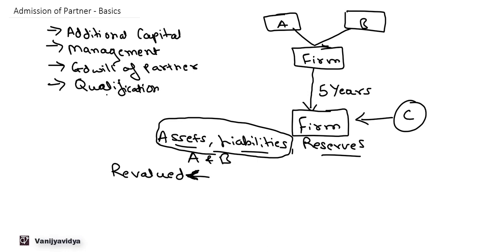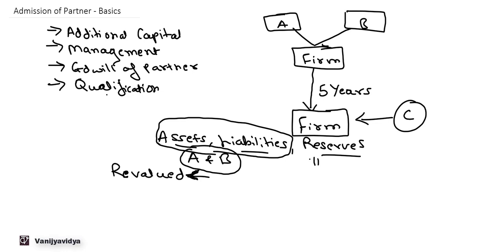So these assets need to be revalued at their realistic value, and then whatever is the profit or loss on the revaluation of the assets needs to be borne by A and B, or if there is a profit, it needs to be distributed between A and B. Because C was not there in the partnership firm for the last 5 years, A and B were carrying on the business. So till date, whatever assets and liabilities they have need to be revalued and the profit and loss needs to be distributed between A and B.